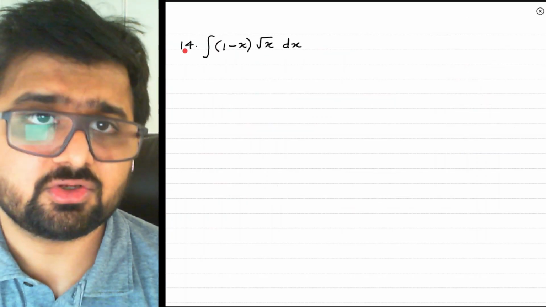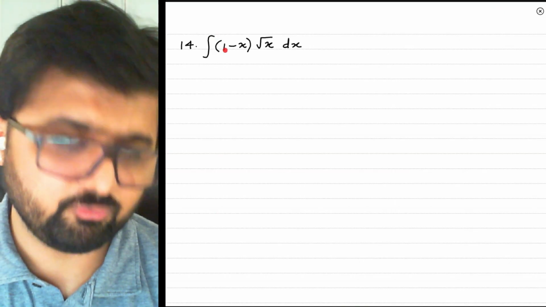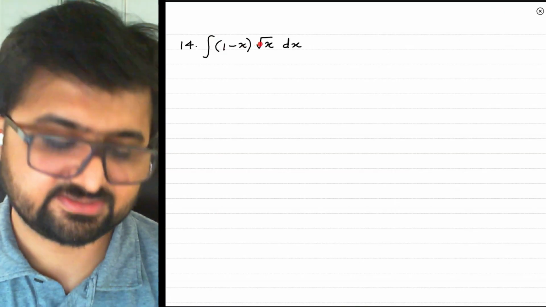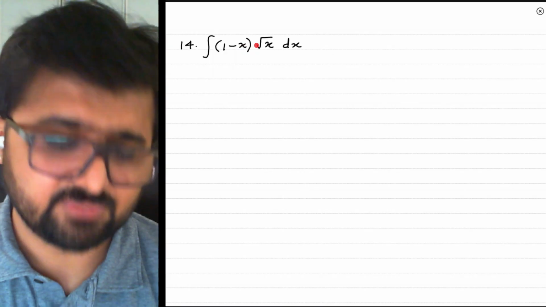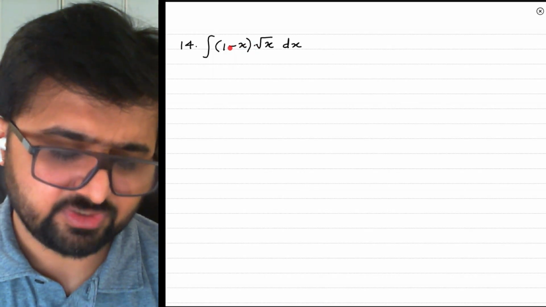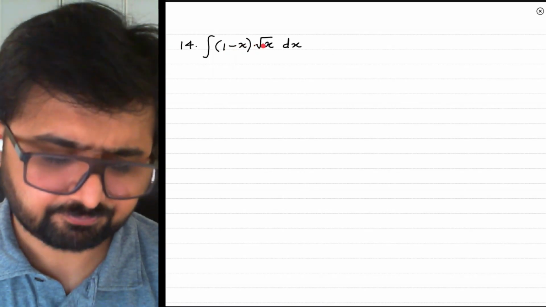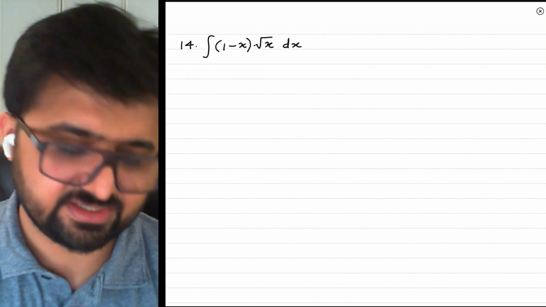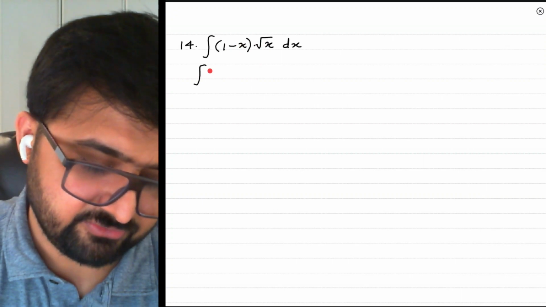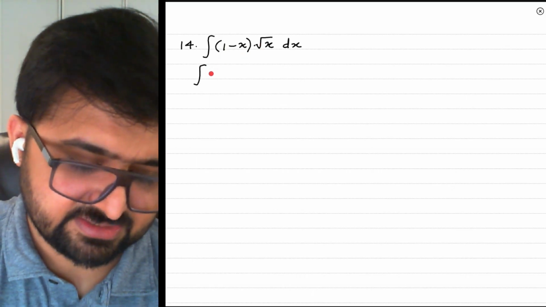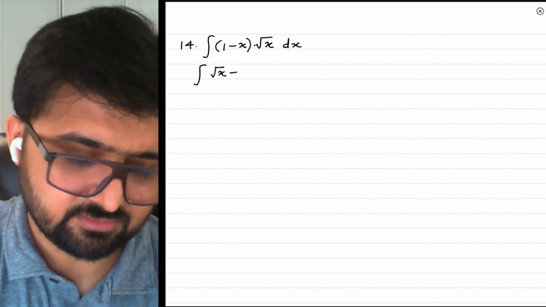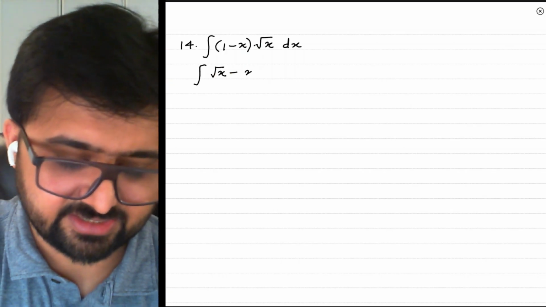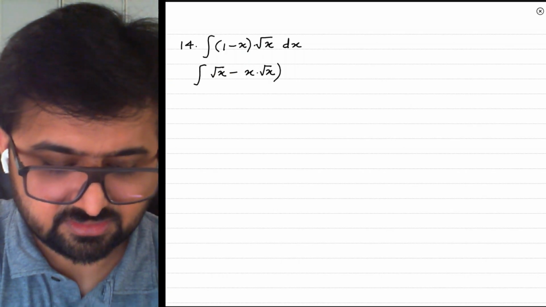All right, question number 14. Integral of (1 minus x) times root x. Since it's a multiplication, you can convert it to subtraction and addition by simply multiplying this root x inside. So you get integral of 1 times root x is root x, minus x times root x, dx.